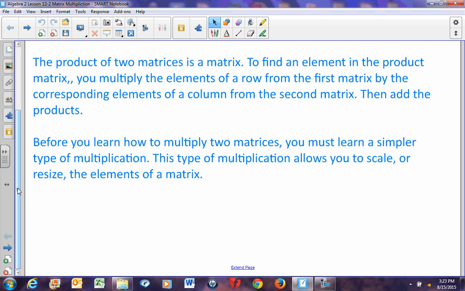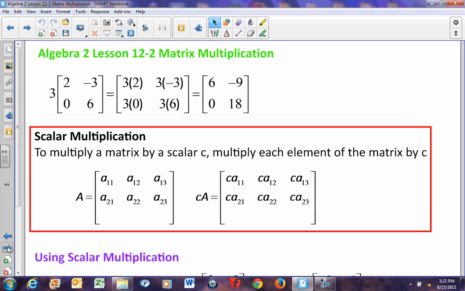And most of the time when you use scalar multiplication, you're using it to resize a matrix, either making it bigger or smaller. Let's take a look at this. This would be scalar multiplication. If I had a matrix, let's say I have this matrix right here, 2, -3, 0, 6, and I wanted to multiply it by the scalar 3.